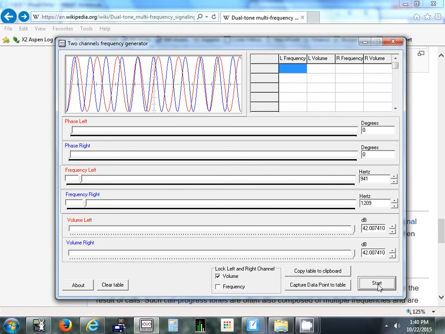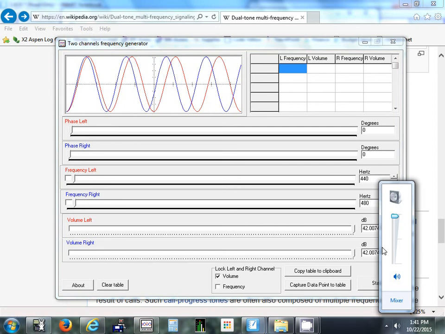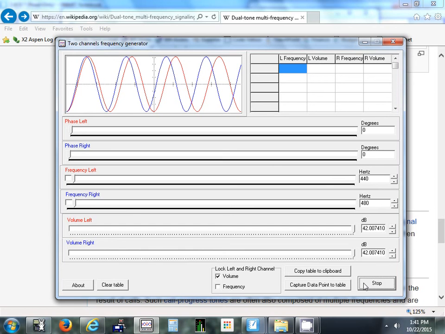And then when the call rings, you know how you hear it ringing? Well, this is the frequency for the ring. It's 440 and 480 played at the same time. Did you figure this out? I looked this up.